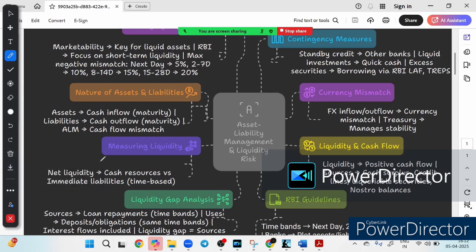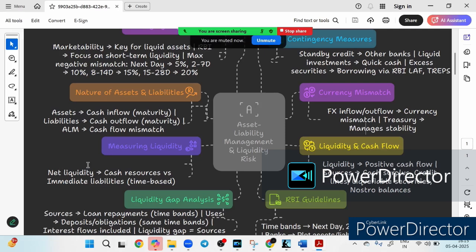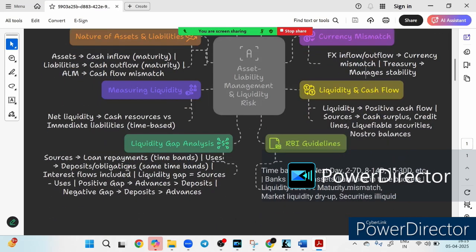Whenever I say net liquidity, on one side we have cash resource, right? And versus what? Versus short term obligation, right? So if short term obligation, or we call it liability, exceeds the cash resources, the bank could face a liquidity crunch. That is how we measure the liquidity.